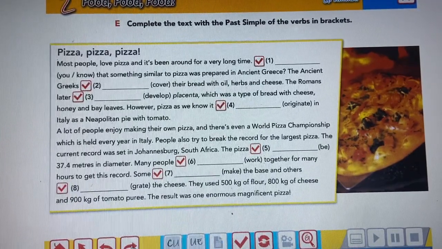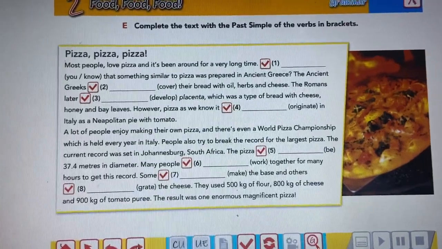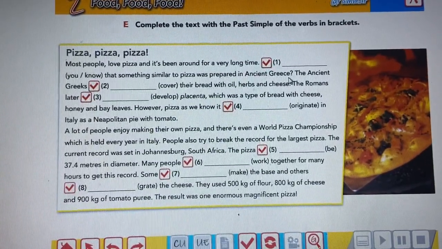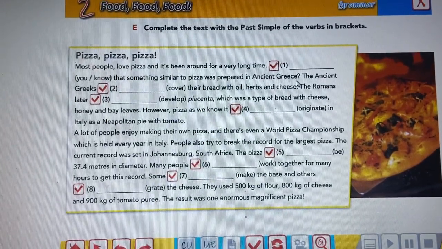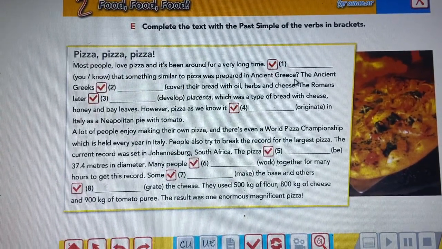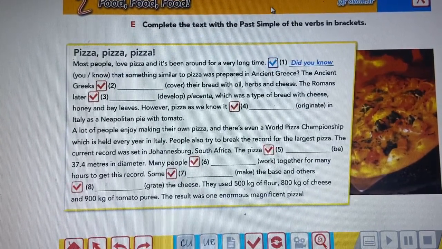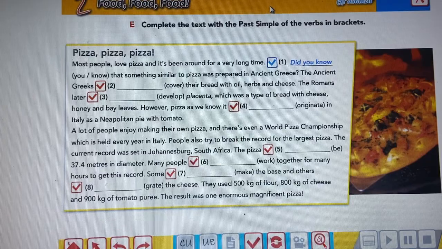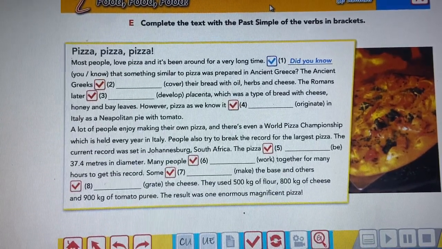Here we have the verb "know," and we have a question mark. So we're going to change it into a question. So we need a helping verb. The helping verb is "did." So: Did you know? Did you know that something similar to pizza was prepared in ancient Greece?